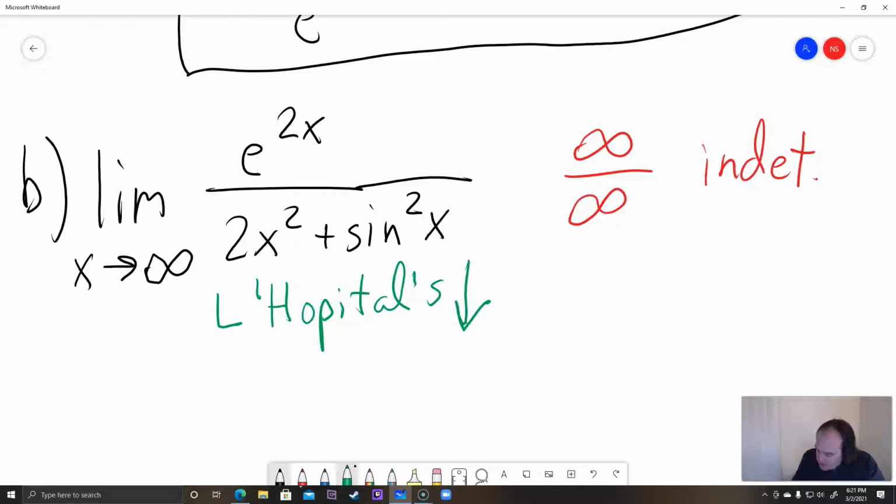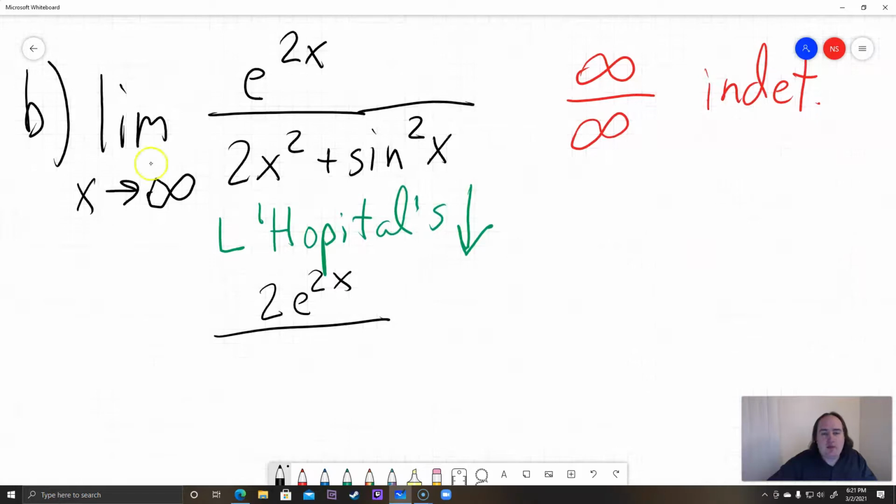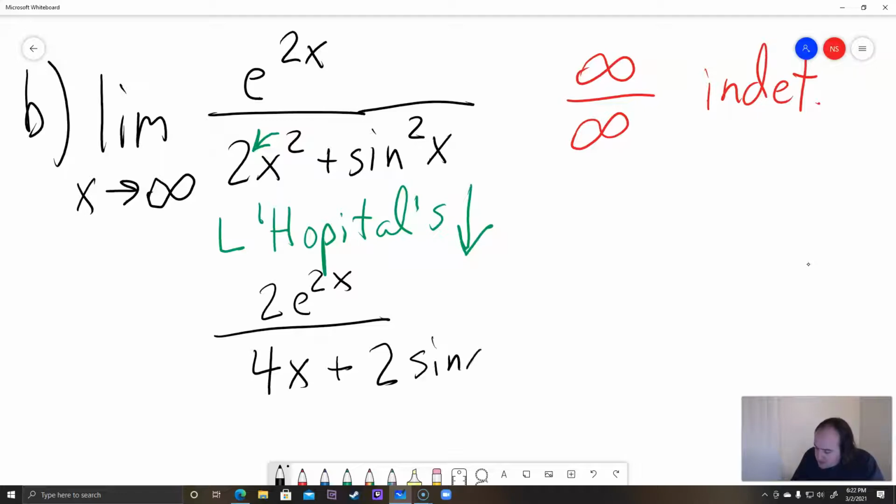So in the numerator, we're going to get 2e to the 2x. And then in the denominator, the derivative of 2x squared using the power rule is going to be 2 times 2 is 4x. And then the derivative of sine squared of x is actually going to be 2 times sine of x times cosine of x.